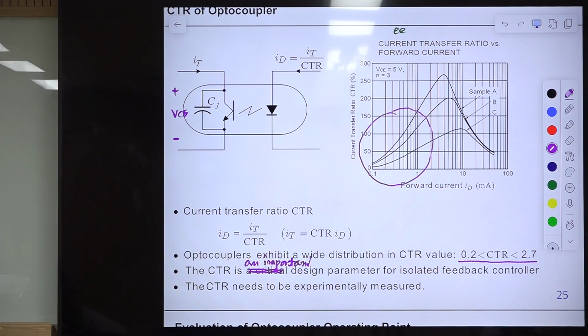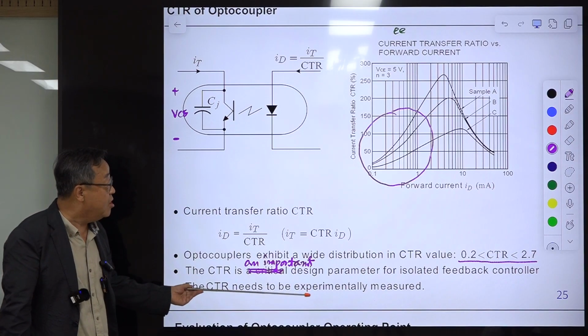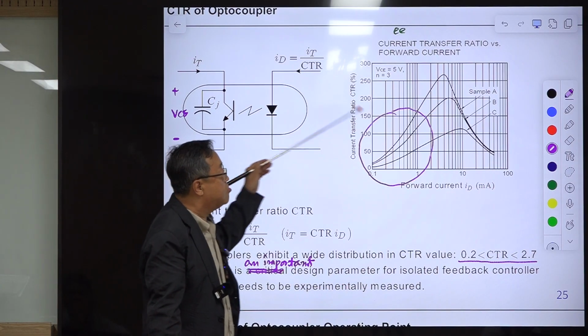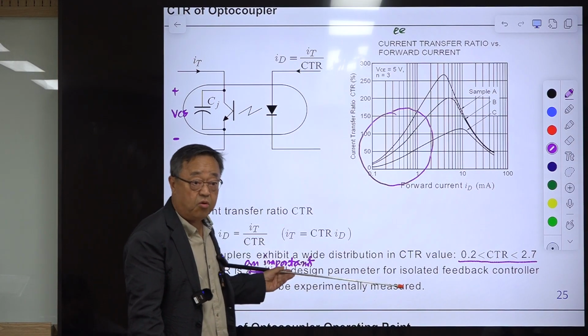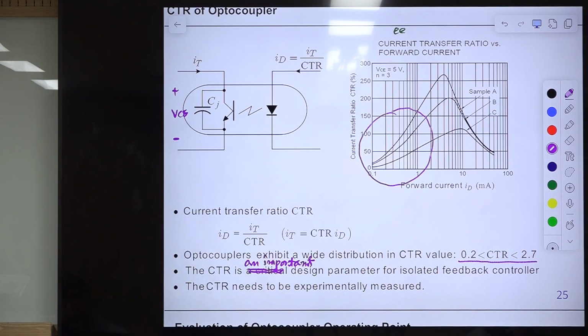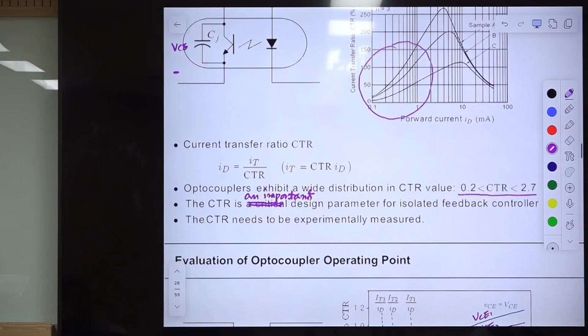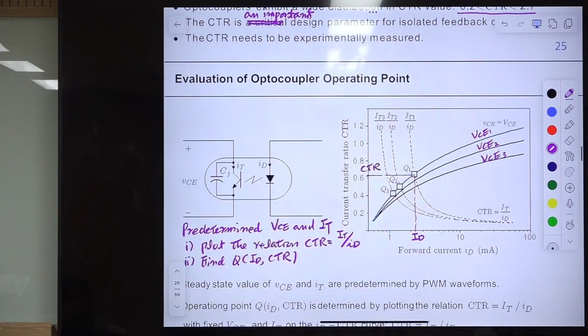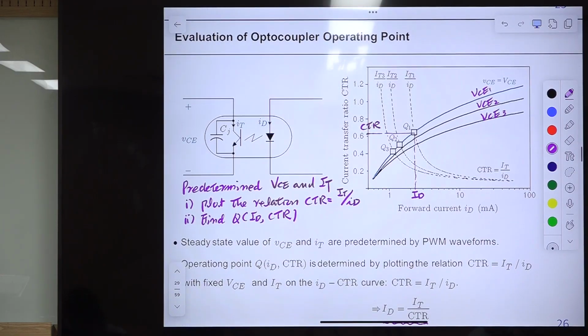An important design parameter for the isolated feedback controller for current mode control is the CTR, and we need to measure this one. CTR should be measured; we cannot trust this data. So it's better to measure this, right? We'll explain how to measure this, and finding out this value, the CTR and ID, is rather tricky.